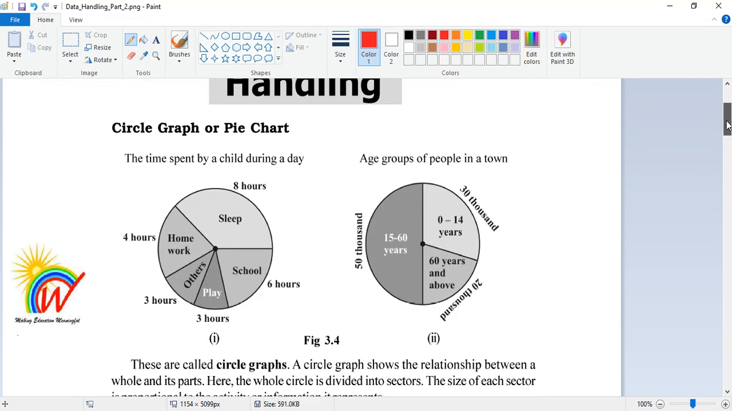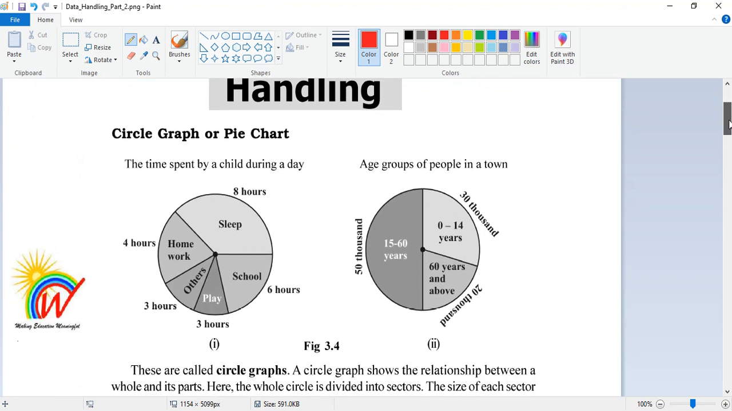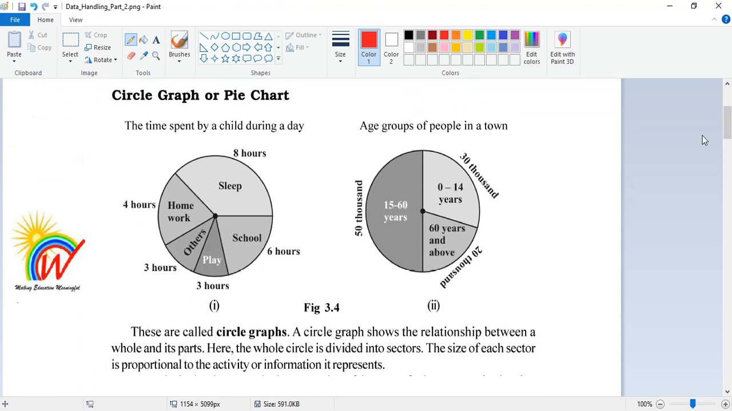Welcome to the digital classroom for mathematics. So we'll continue with the data handling chapter. I hope you have understood the first exercise; complete it in your classwork. Now we'll carry on with the next part. Okay, so now we are going to learn circle graph. This particular kind of graph is also called a pie chart.